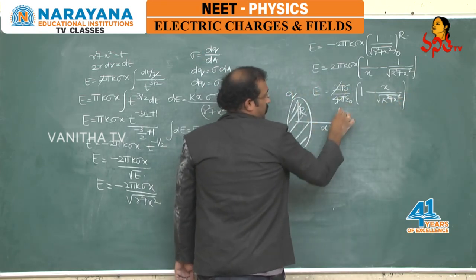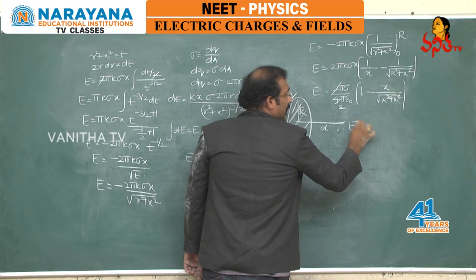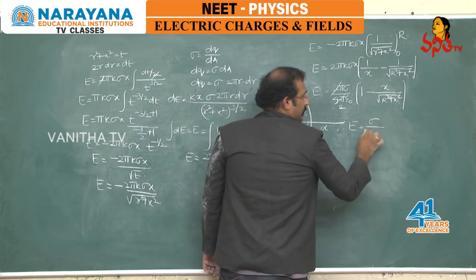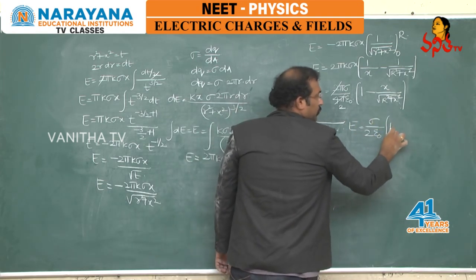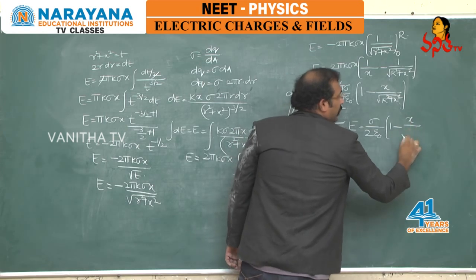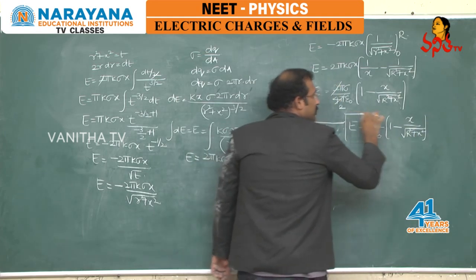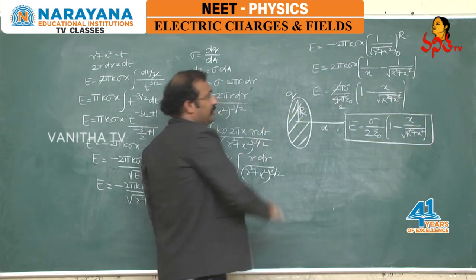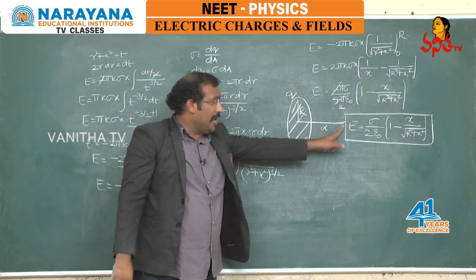2 pi 1s are 2 pi 2s. Therefore E is equal to sigma by 2 epsilon naught into 1 minus x by root of r square plus x square. This is the electric field due to a disk upon its axis.